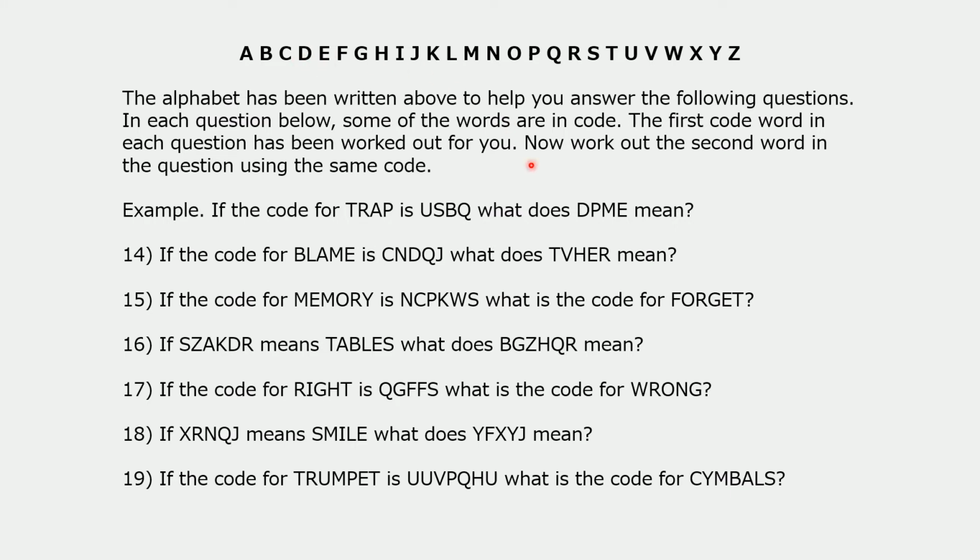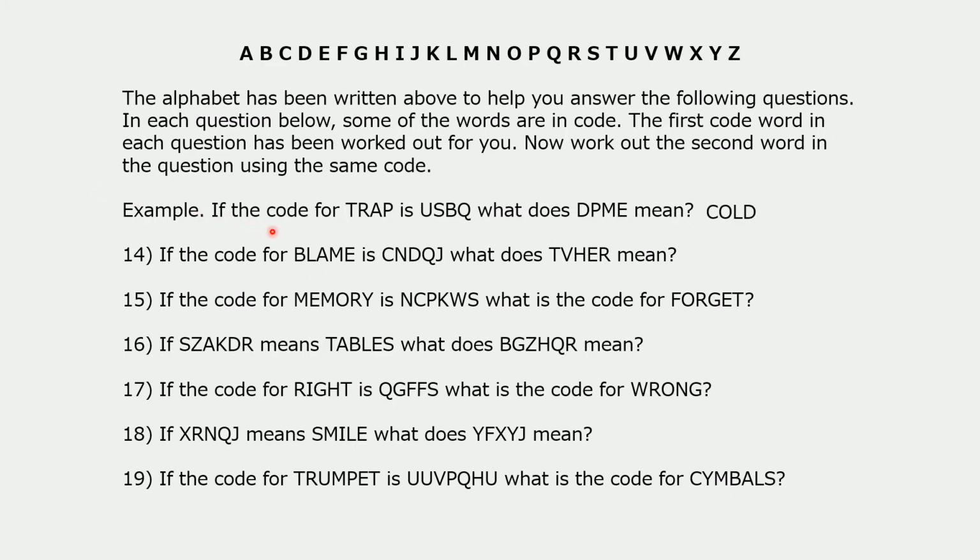I don't think so, because this is the code, not the word. So that means we have to do it backwards. We have to do it the opposite way that it actually came. So we move one letter backwards. From D is C, P is to O, M is to L, and E is to D. So the answer is cold.